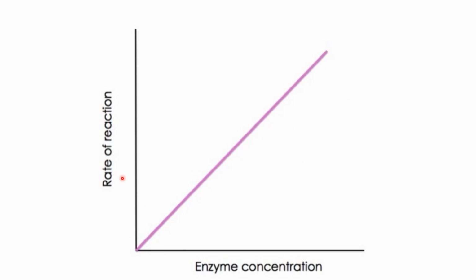So here is a graph between rate of reaction and enzyme concentration, representing that there is a direct relation between rate of reaction and enzyme concentration.